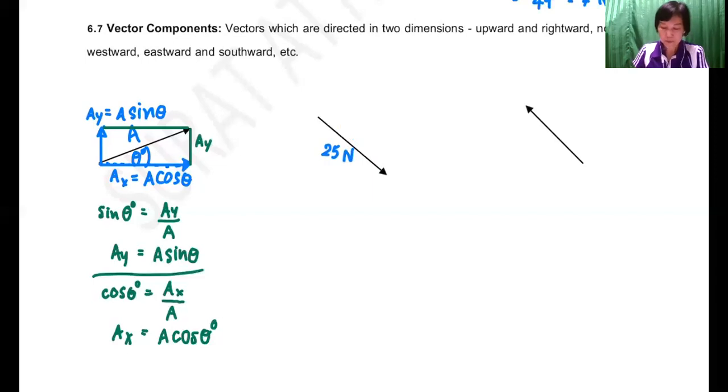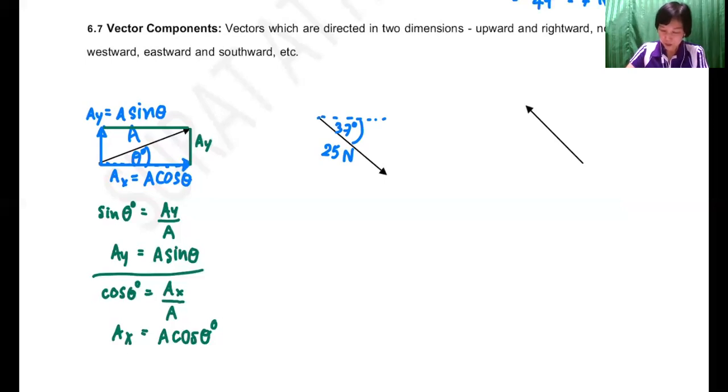I haven't given you the angle yet. Suppose that this 25 Newton vector has an angle away from the positive x, down to the southeast, approximately 37 degrees. Determine the components of this vector in the x and y directions.